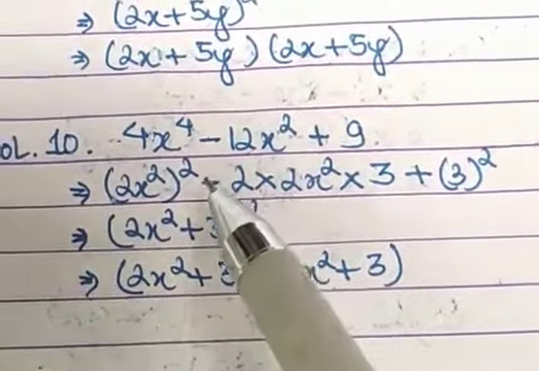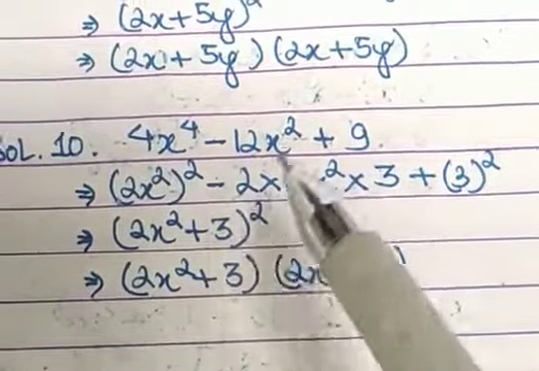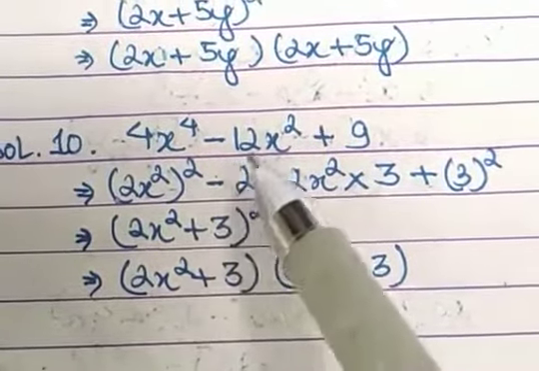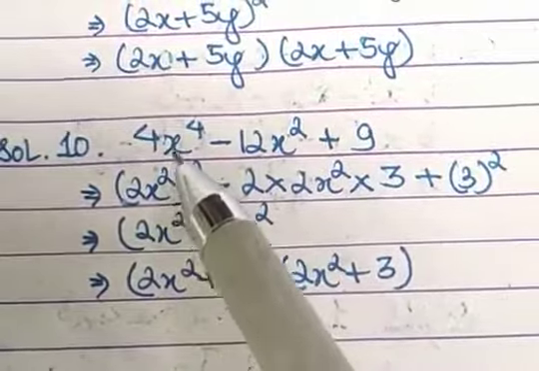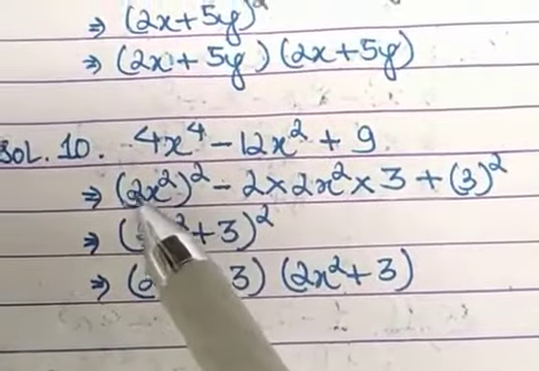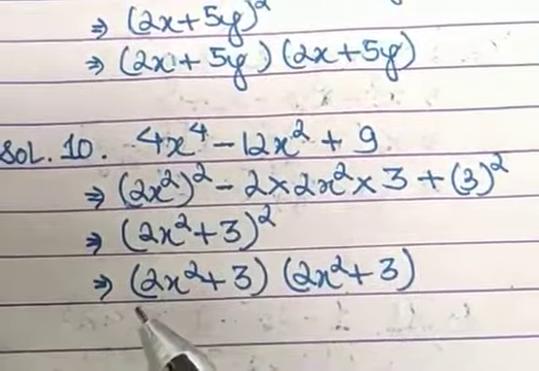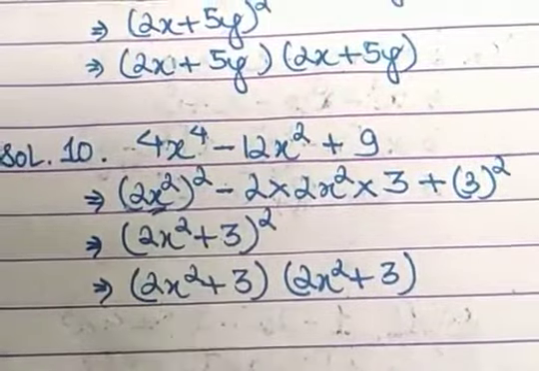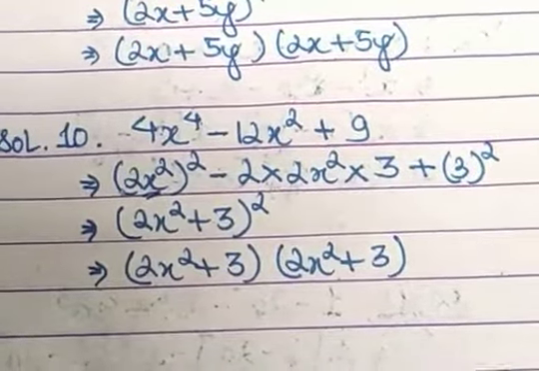If you square it, how many x will be there? There will be 4x, isn't it? x into x into x into x. So that is why 4x to the power 4 can be written as 2x square whole square. In this way we got the value of a as 2x square.